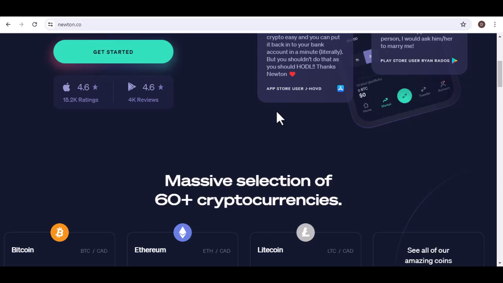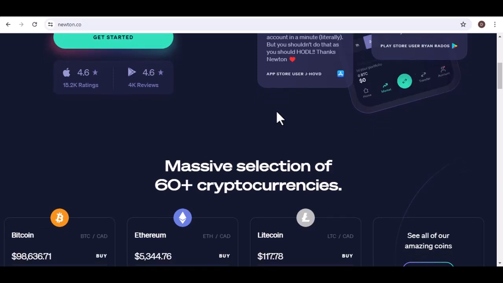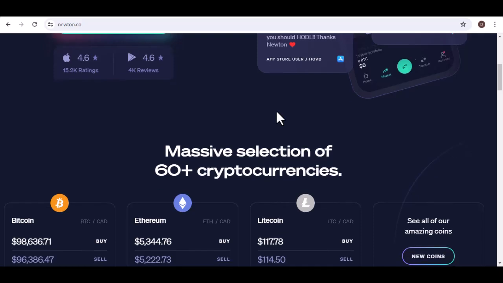Making your first deposit. With your bank account connected, it's time to make that first exciting deposit. Newton typically offers a few deposit methods. You can choose the one that suits you best. Whether it's a direct bank transfer, using a debit card, or even through a cryptocurrency wallet, Newton likely has you covered.